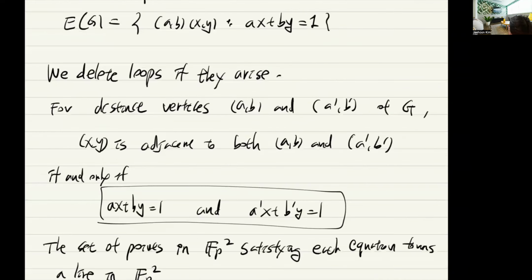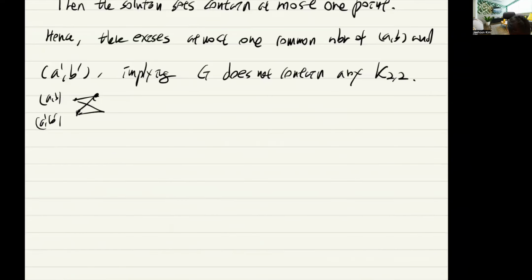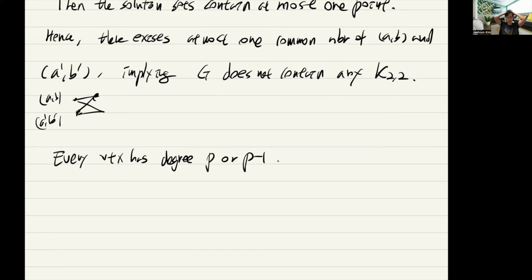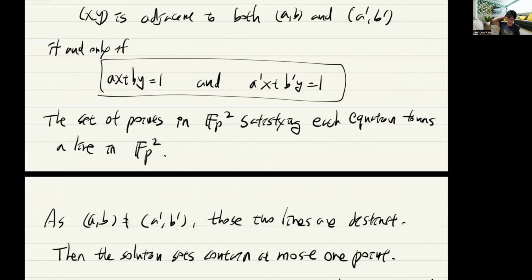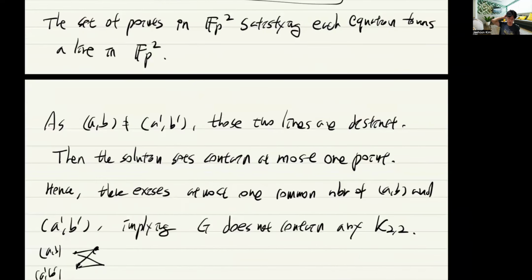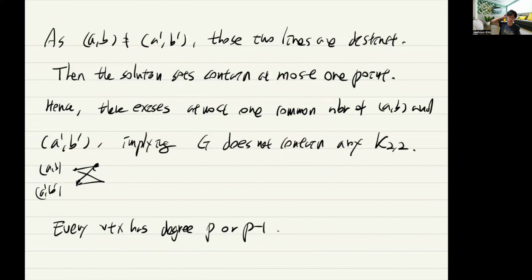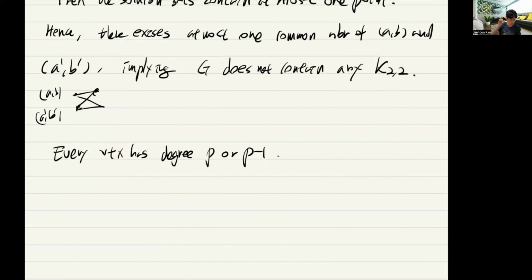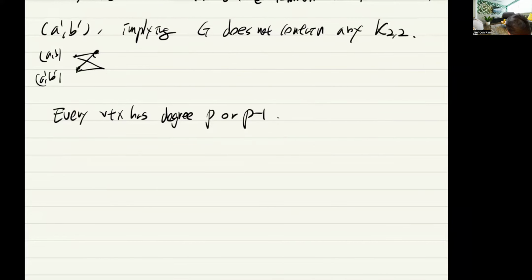And so this is the K_{2,2}-free graph. Moreover, we know that every vertex has degree p or p minus 1. Why? Every line has p points in it, which gives you p neighbors. And one of them could be itself. In that case, we delete the loop. So it could be p or p minus 1.